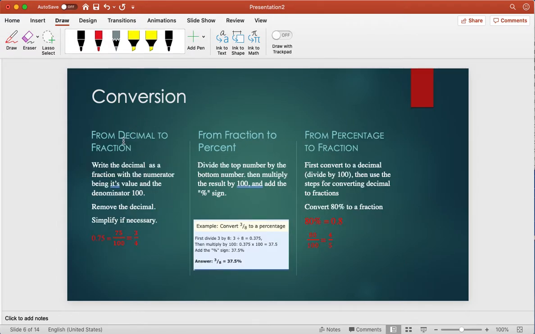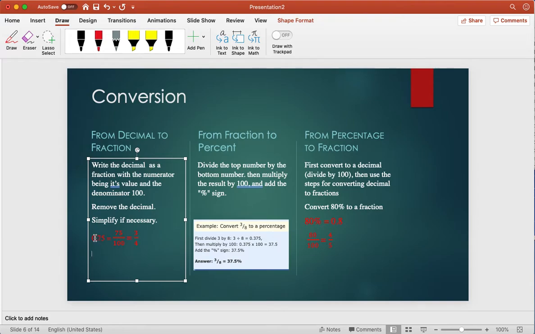From a decimal to a fraction, you're going to write the decimal as a fraction with the numerator being its value. What that means is, if you have a decimal of 0.75, you're going to write it as a fraction with its value, 75, being its numerator. And the denominator will always start as 100, right? Because if it's percent, you always want to aim for 100. It's the easiest to convert between 100. Okay? So then what you're going to do is remove the decimal.